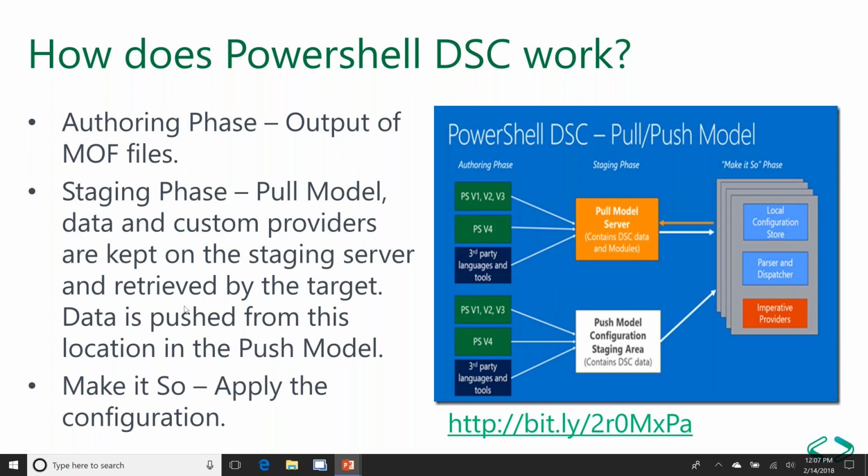So there's a staging phase. Basically, in the pull model, data and custom providers are kept on the staging server and retrieved by the target whenever they come up to get their configuration. Data is pushed from this location in the push model. So there are a few things that we'll push out. We'll push out resources: the SQL Server resource, xSQLServer, and xComputerManagement. Those resources can all be found on GitHub. You can pull those down and make those part of your configuration. And then, of course, to make it so, once you push it out, the local configuration manager will start up and start applying that.